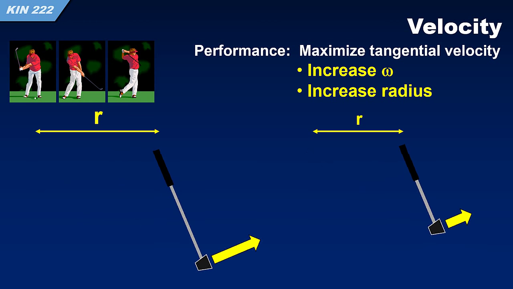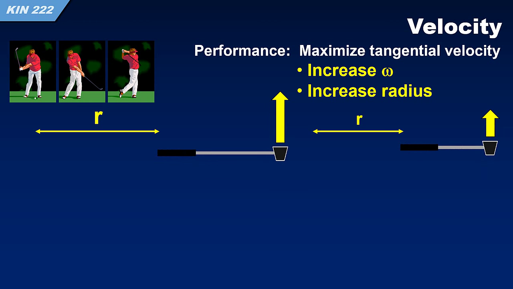So if you have a short club and a long club and they're both rotating with the same angular velocity, the long club, which has the club head farther away from the center of rotation, will have a larger tangential velocity.